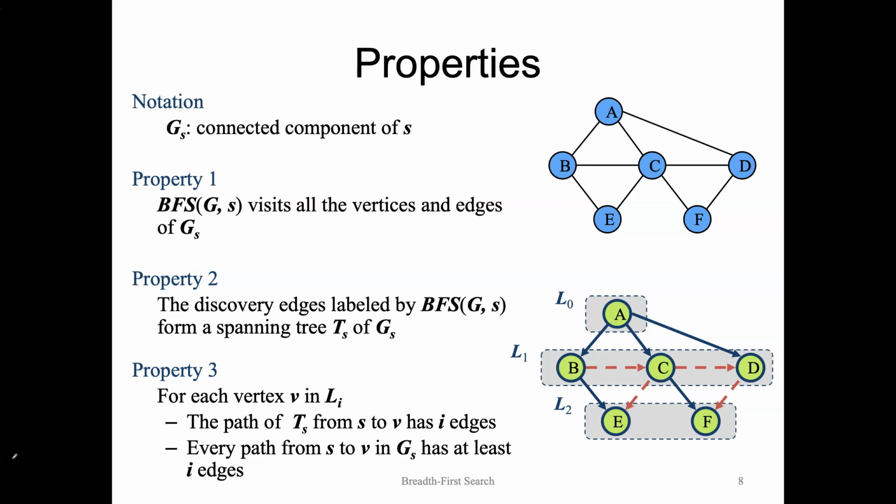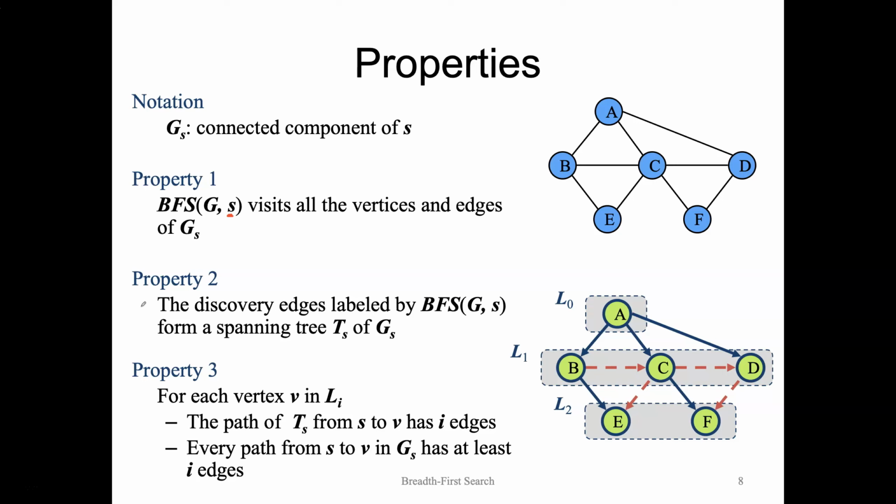Let's look at some of the properties that breadth first search has. After one call to breadth first search from some starting vertex, we visit all of the vertices and edges of the connected component that that vertex belongs to. And secondly, if we only take the discovery edges that BFS marks and we don't include any of the cross edges, the discovery edges alone induce a spanning tree of that connected component.